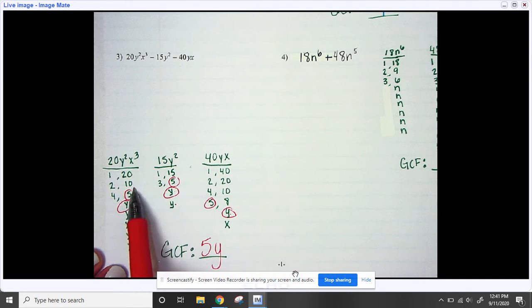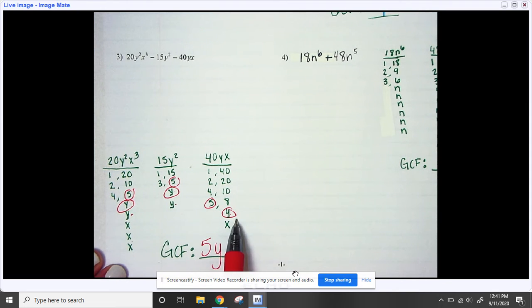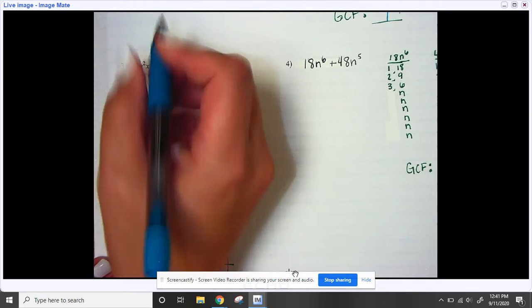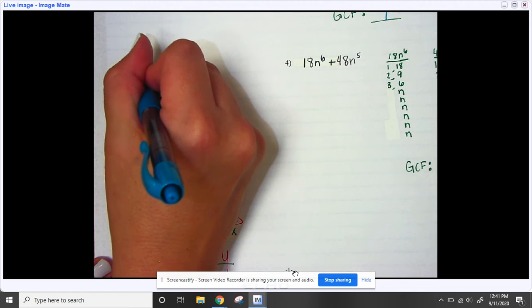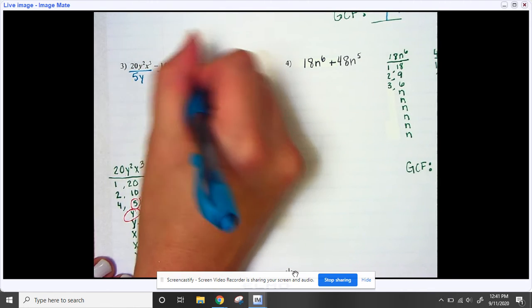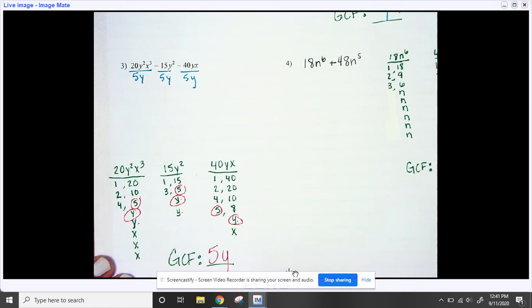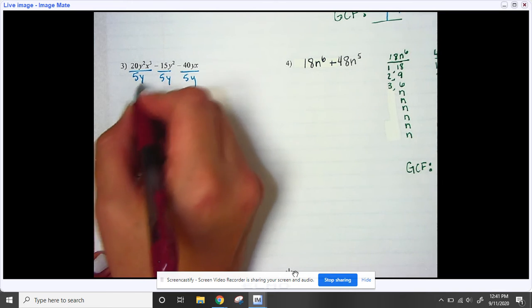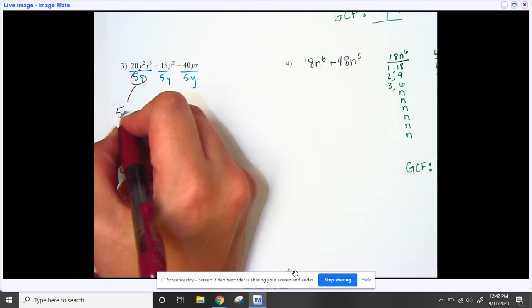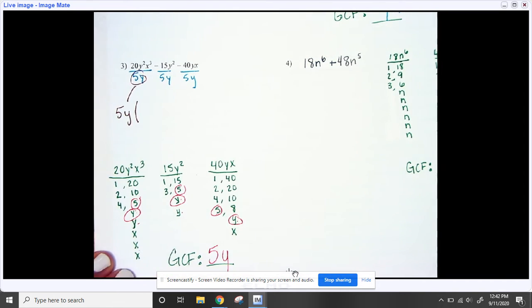So again, we had the greatest number they could be divided by, and all 3 of these terms had a y in them. They did not all have an x. So I'm going to take my GCF and divide each of these by 5y. Let's start rewriting our answer as a product. Remember, the GCF is going to go out front and then parentheses.